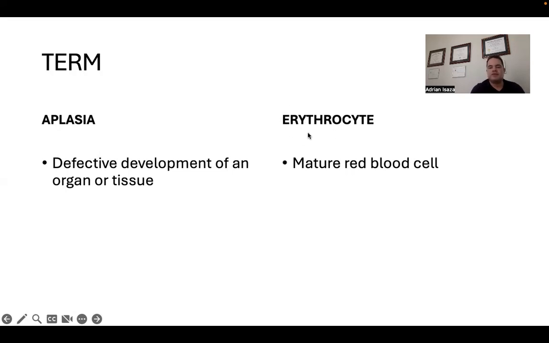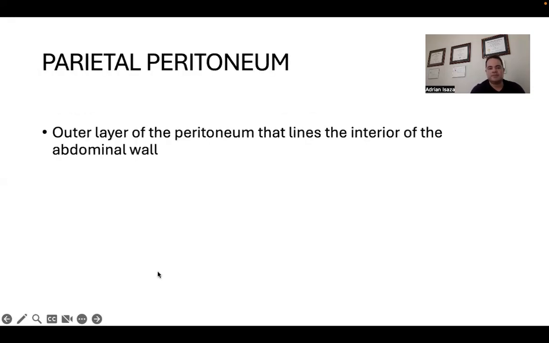And then we have the word erythrocyte. Erythro is a combining form meaning red. Cyte is a suffix meaning cell. Erythrocyte therefore means mature red blood cell. There's one section that talks about body membrane. So parietal peritoneum is the outer layer of the peritoneum that lines the interior of the abdominal wall.